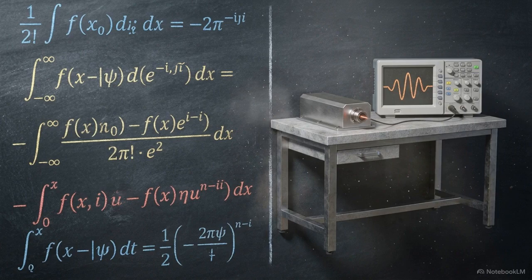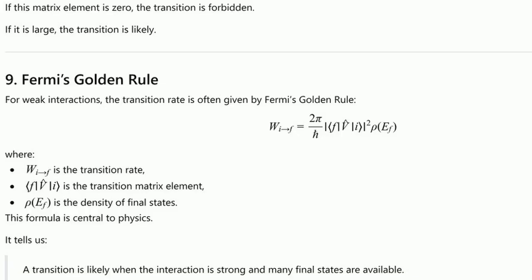To bridge the gap to laboratory measurements, physicists must translate these events into transition rates. This is typically done using Fermi's golden rule, calculating the probability of a weak interaction occurring over time. The probability hinges on the transition matrix element. If it evaluates to 0, the physical transition is strictly forbidden, regardless of energy available.